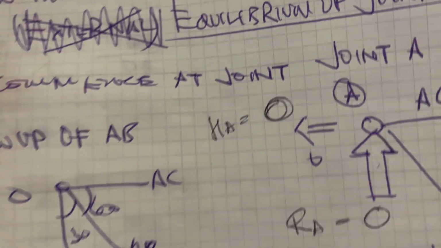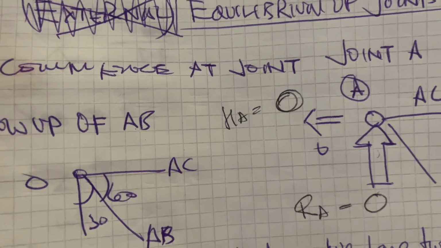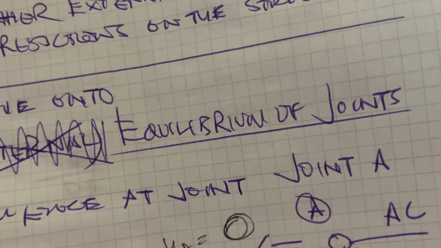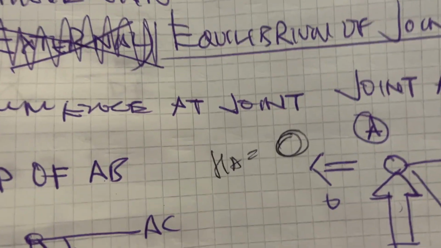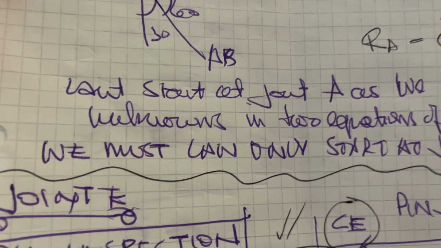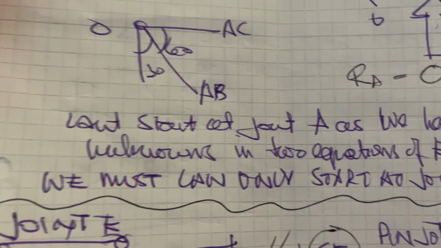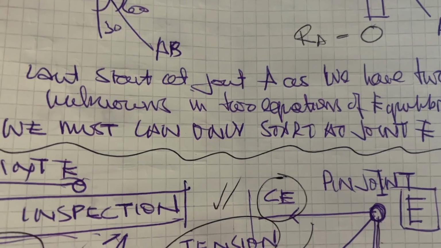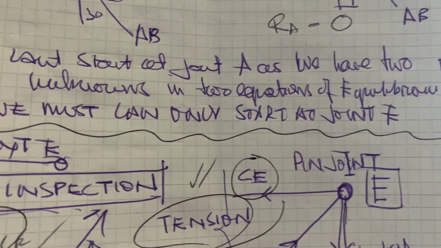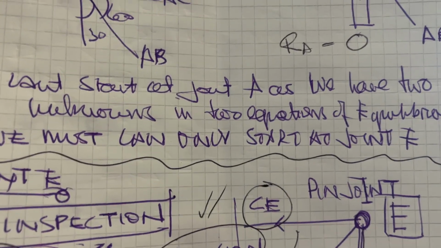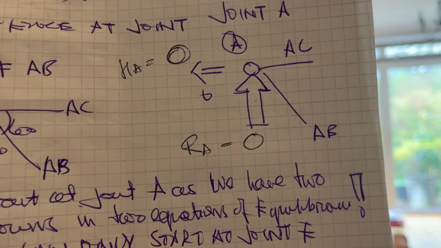I said, hold on, sorry. I initially said begin the equilibrium of joints at A, but as you can see, I then found out we can't start at joint A as we have two unknowns in two equations of equilibrium. AC and AB are both unknown.